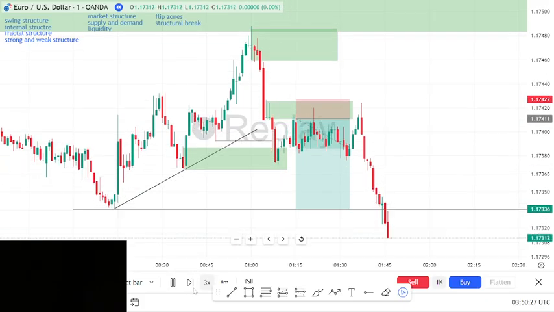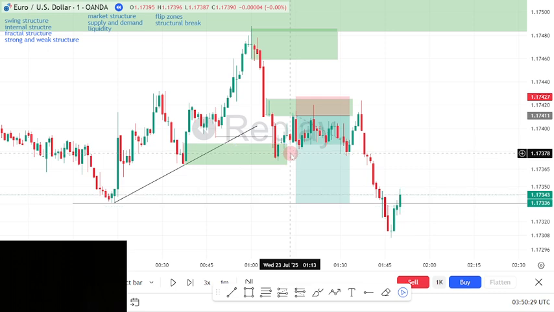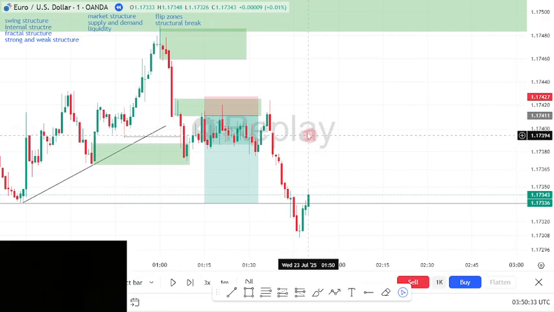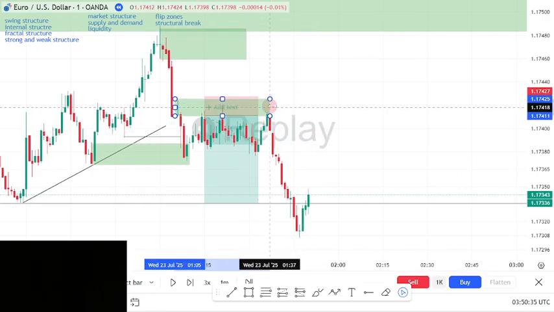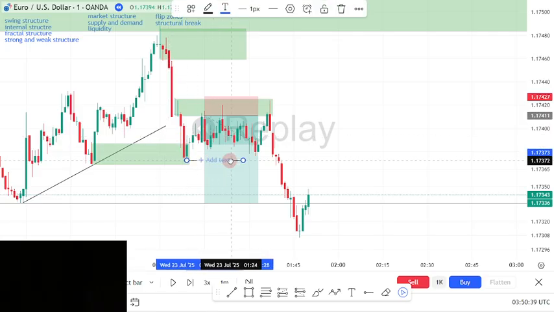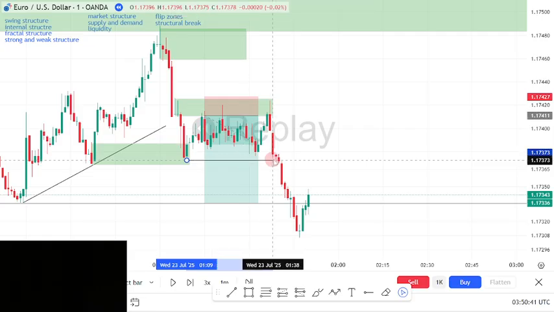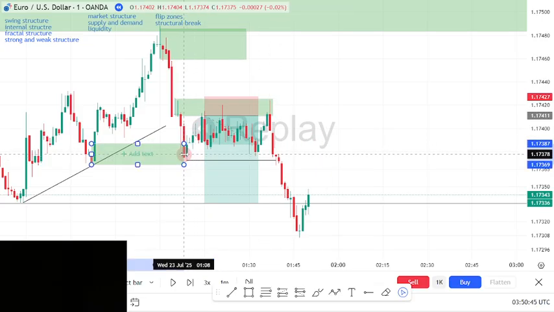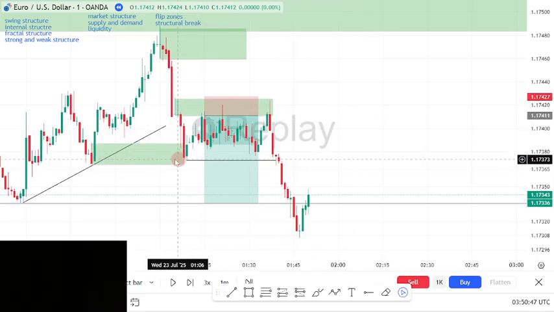Okay, so this low has been broken. This demand was swept. Nice. The moment this low breaks, here is a failed reaction, because you can see price tap into this structure.